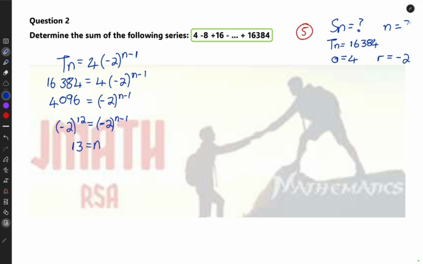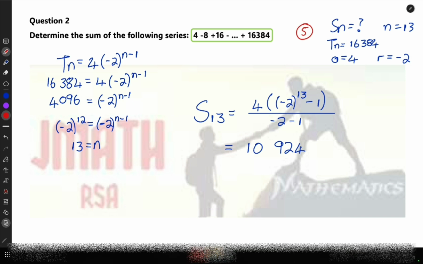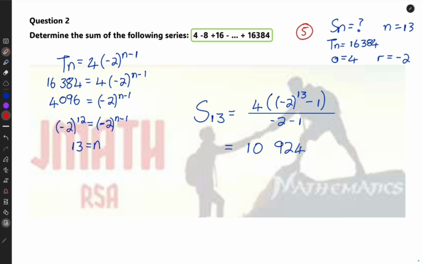Now I can update my list and say, I know that n is 13. Question is, what is Sn? So S13 would then be equal to A times R, again, remember your brackets, to the power 13, a big -1, and then all over R minus 1. If I type that in the calculator, I get 10,924. Okay, so why is this one 5 marks?